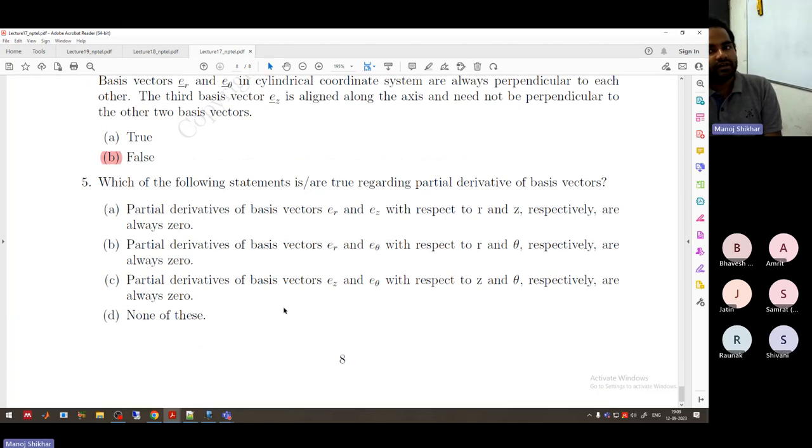Which of the following statements are true regarding partial derivative of basis vectors? Okay, so the partial derivative of basis vectors ER and EZ with respect to R and Z respectively are always 0. So only option A is correct, because we can see that ER, E theta, and EZ vary only with respect to theta. EZ is even independent of theta. So only option A is correct.